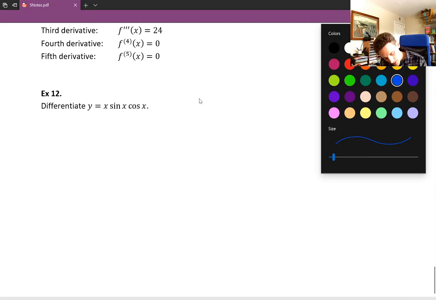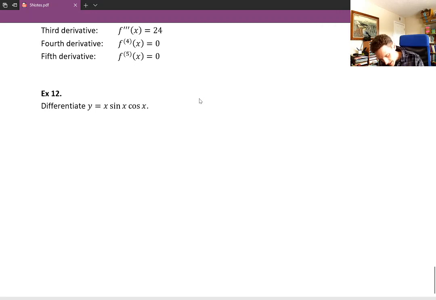So what I'm going to do is take x sine x to be f and cosine x to be g. So I'm grouping together the x and the sine x as the function f. That way I can still use the product rule. After all, x sine x is a function, so I'm just going to call that f, and the other part, cosine x, is a function, so I'll call that g.